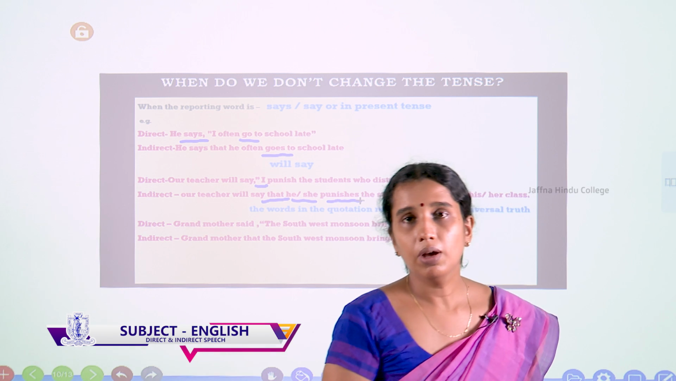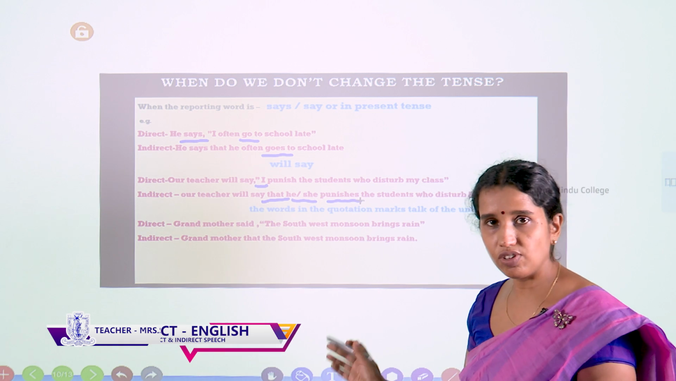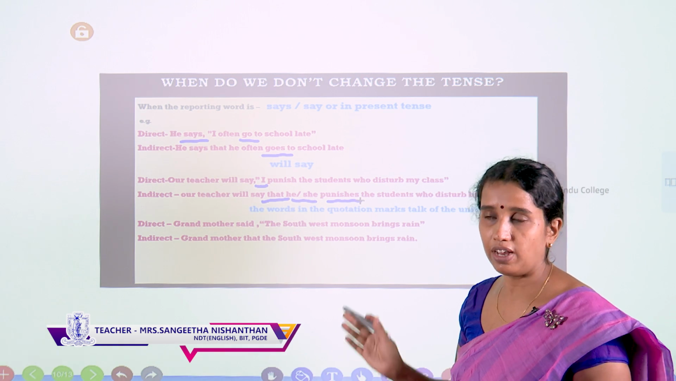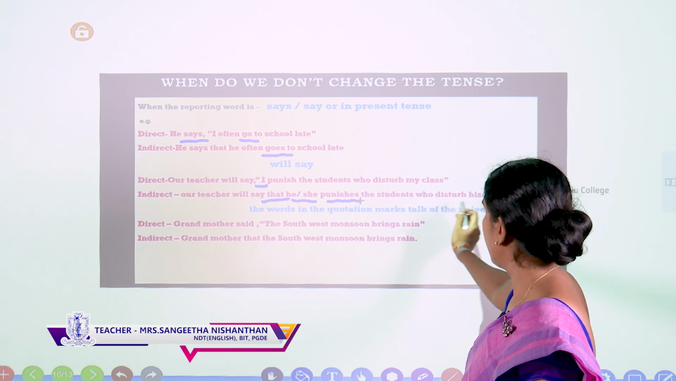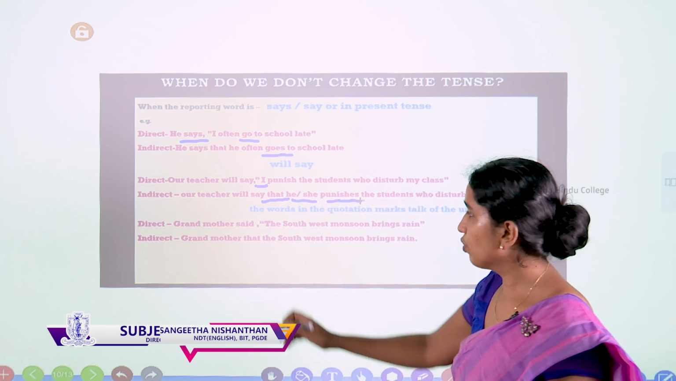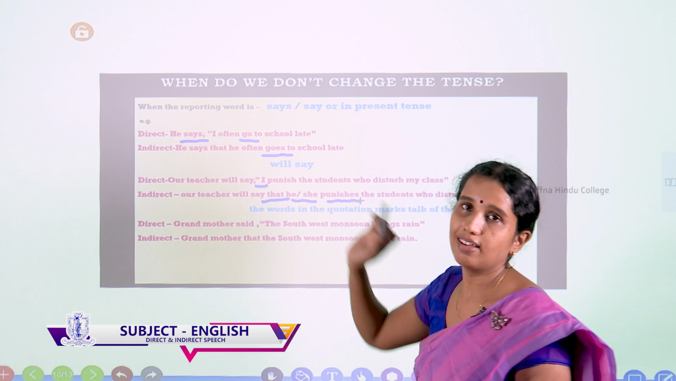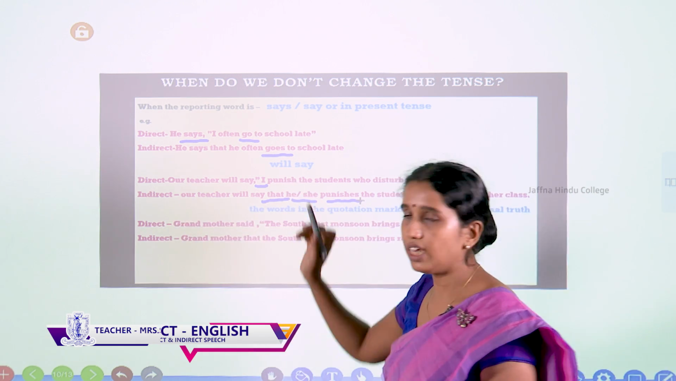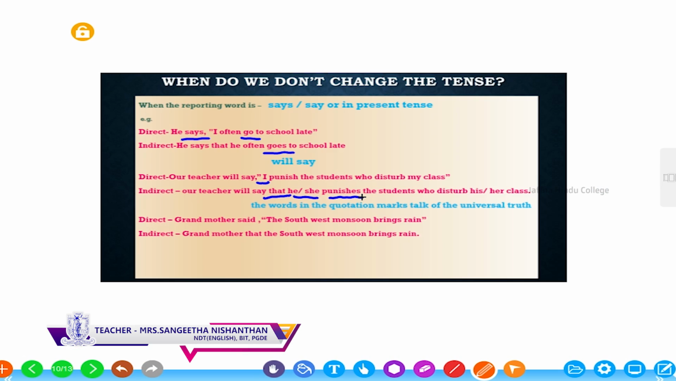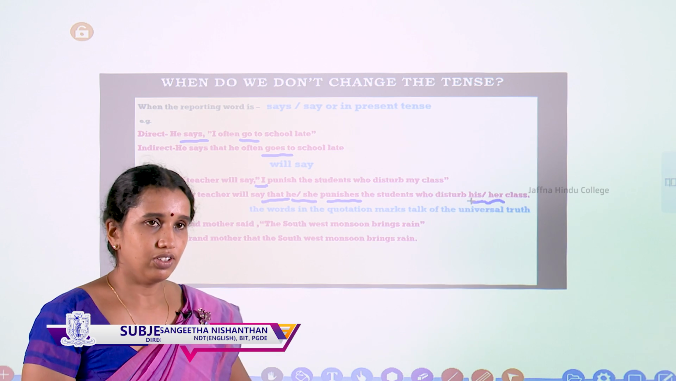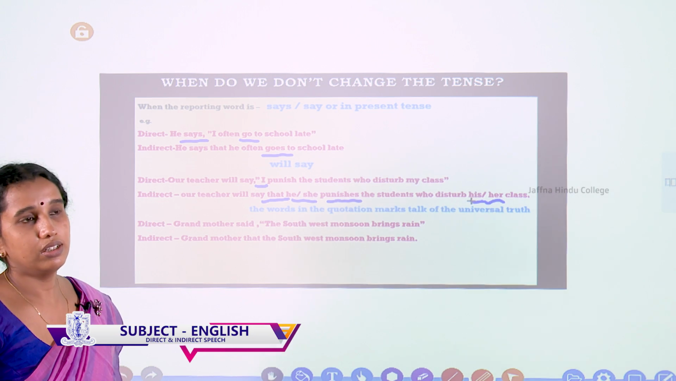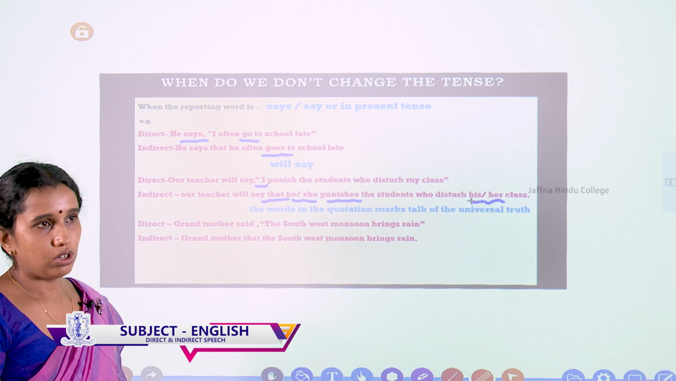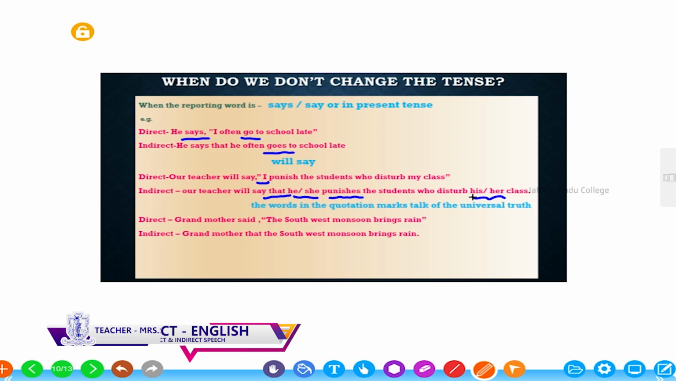Again, there is a pronoun my class, it is the teacher's class, it is a possessive adjective. So, my class is changed as, if you use he as the subject, it is his class. If you use she as the subject, it is her class, right? His or her class. The other instance where the verb does not change into the past is the universal truth.